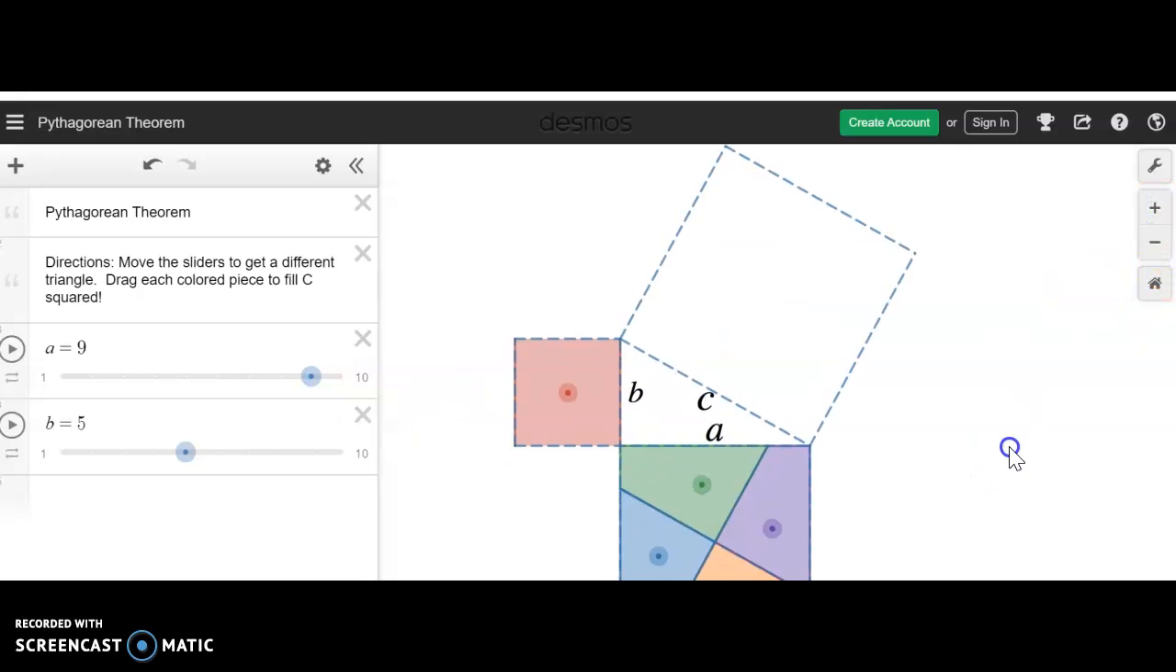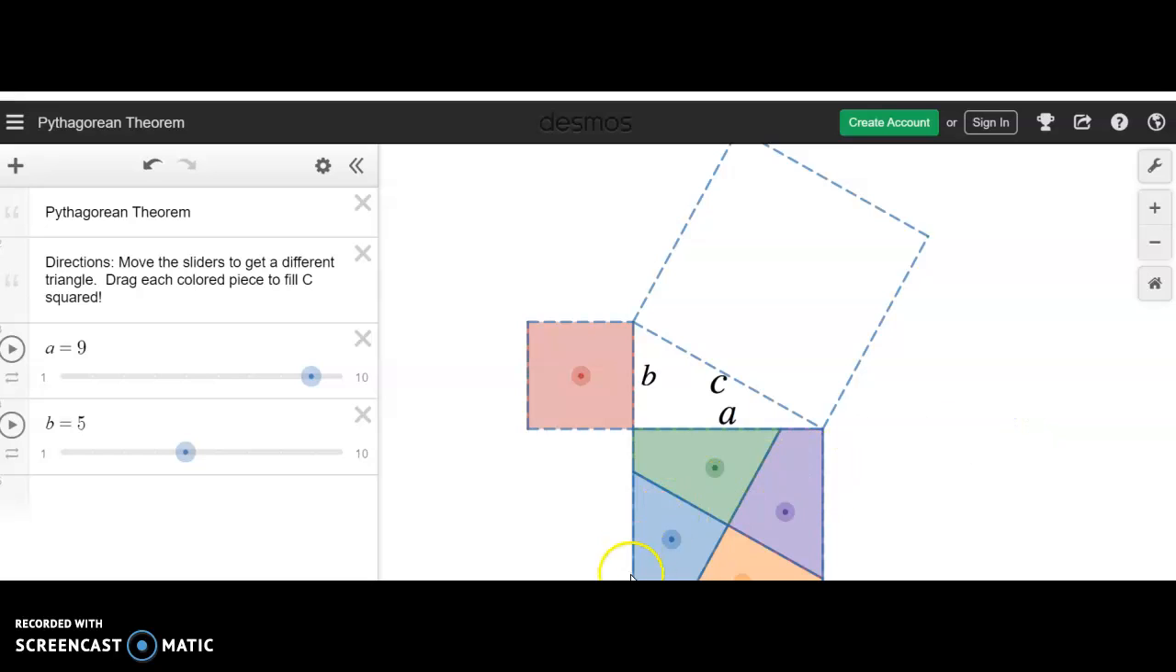I'm going to zoom in a little bit. And now what I'm going to do is take both of these areas, which the Desmos application broke up very nicely for us, and I'm just going to rearrange them and make both of these fit exactly into the biggest area. Again, to show that the area of the two legs will equal the area of the hypotenuse.